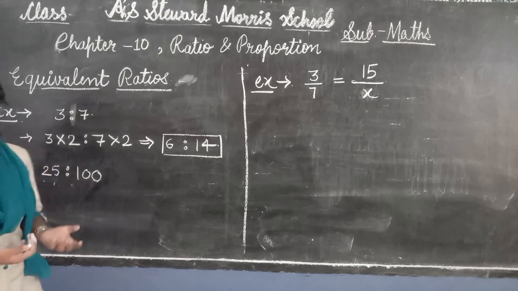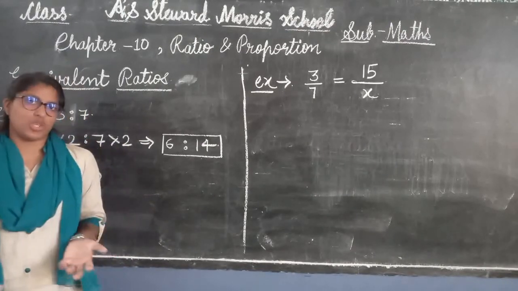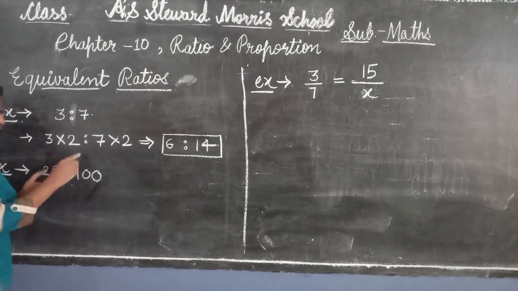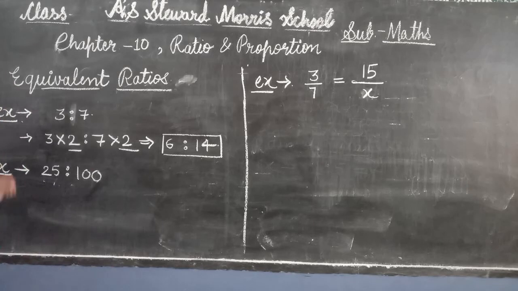You can multiply by 3. You can multiply by 10. You can multiply by 20, 1000, 100. This is your choice, which number you take. But it is necessary that if the first term is multiplied by 2, the second term is also multiplied by 2. Now next is another example.